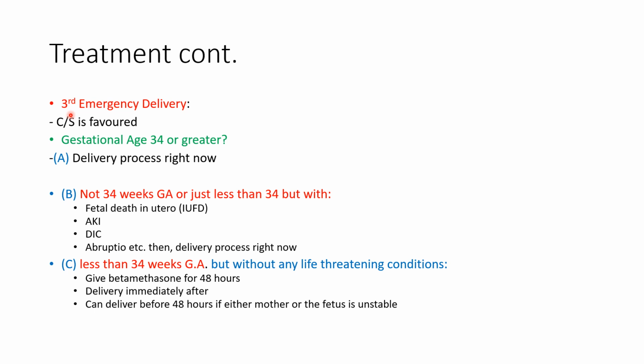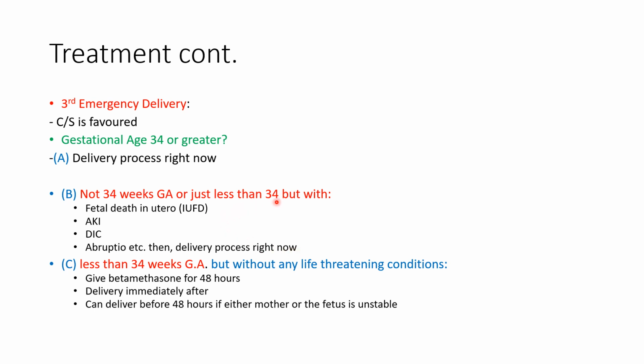So the third thing to do is emergency delivery. Cesarean section will be favored here. Is this pregnancy up to 34 weeks gestational age or greater? Then if that's the case, we can deliver the baby right now. If not up to 34 weeks gestational age, but there's fetal death in utero, or acute kidney injury, or disseminated intravascular coagulopathy, or there's an abrupted placenta now, then we must also deliver right away.